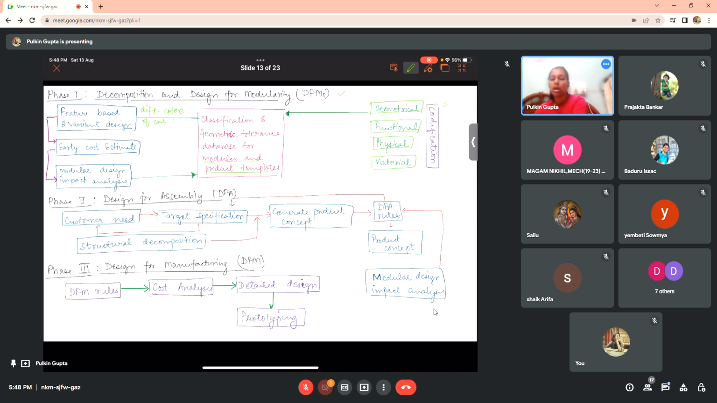Now, for the second part, design for assembly. So, in design for assembly part, what we need is what the customer needs. So, it is basically how the customer is being satisfied, what all he or she needs, all that. Design for assembly starts with that. Okay, and then based on those we decide what are the target specifications. Okay, and then we develop the product concept for the product.